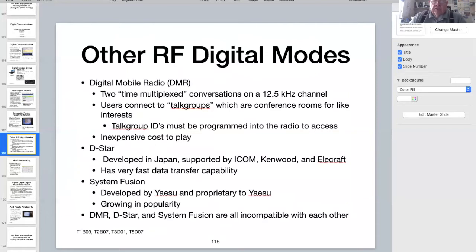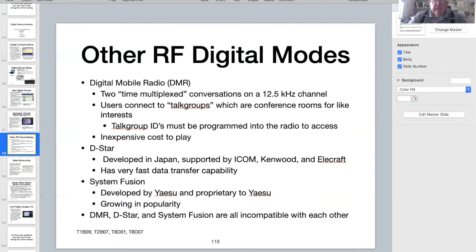In addition to voice, you can connect a computer or a tablet to a D-Star radio to send and receive data. This data transfer is very fast and efficient, but D-Star is also quite proprietary. Yaesu, another Japanese company not to be outdone, developed their own digital voice capability called System Fusion. This mode is growing in popularity because fusion-capable repeaters are much less expensive than D-Star repeaters.